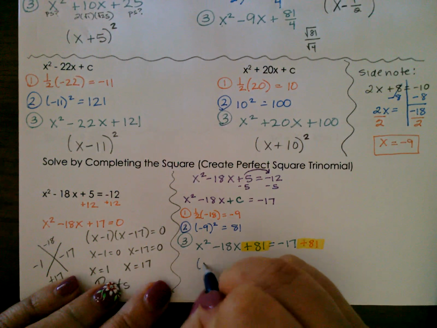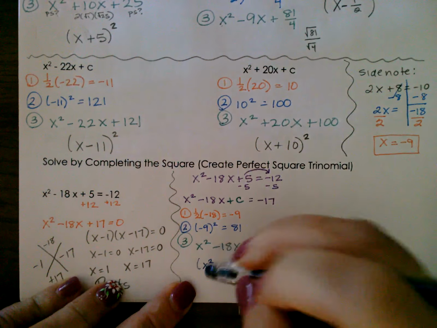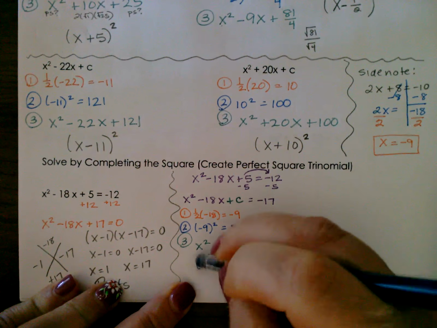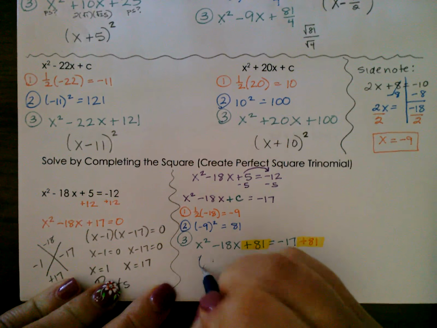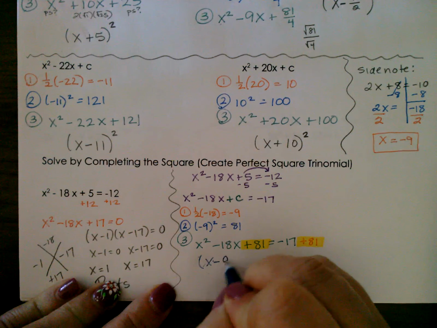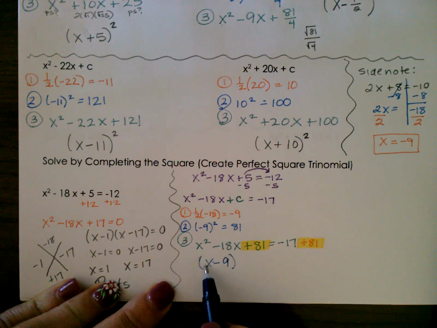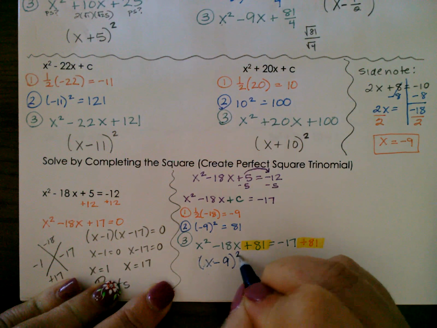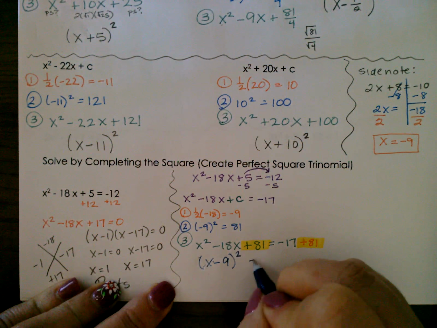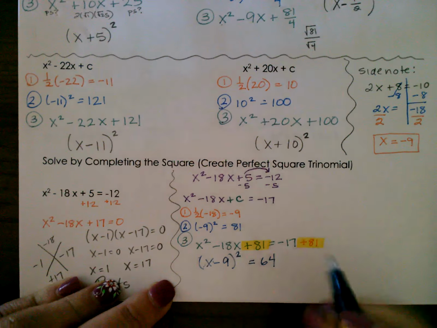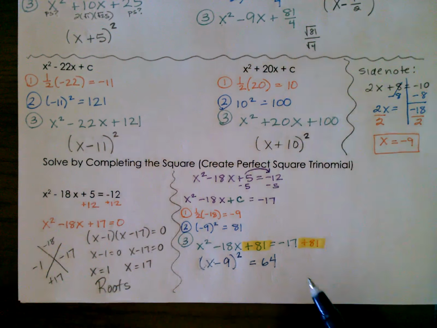So I would have (x minus 9) squared: square root of the first term, square root of the last term, sign in front of b, squared, equals 64. I added those two numbers together.